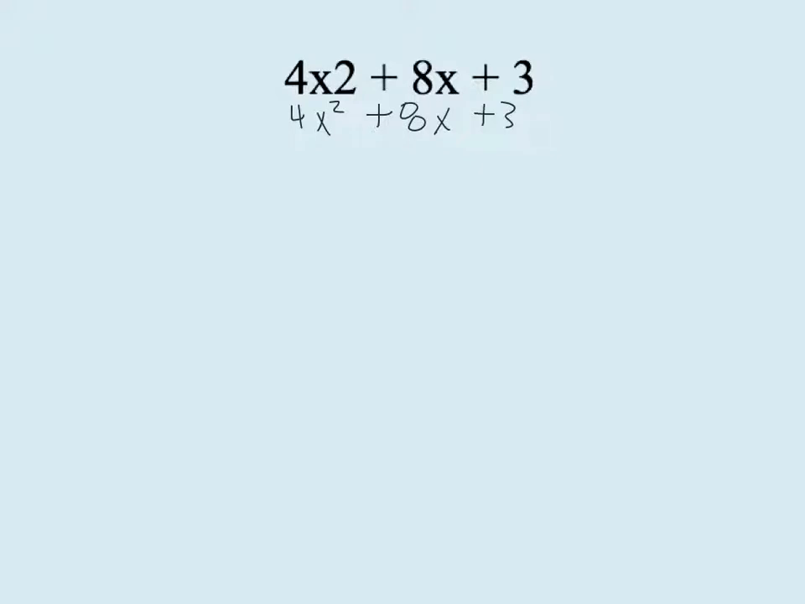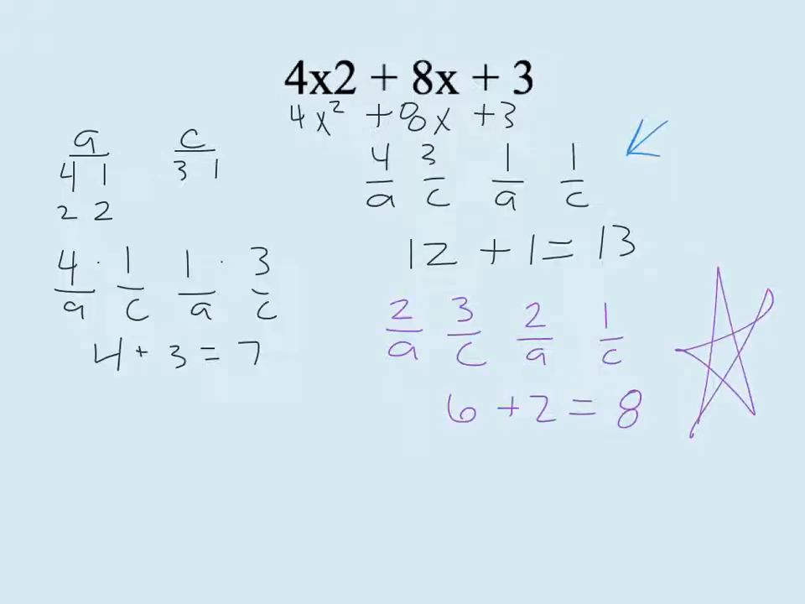And last but not least, my factors of A would be 4 and 1, 2 and 2. My factors of C would be 3 and 1. I want you to pause the video and start guessing and checking by yourself. As you can see, I first checked 4 and 1 for my factors of A, and I tried it both ways and it didn't work, so then I checked my factors of 2 and 2 for factors of A, and that one worked.